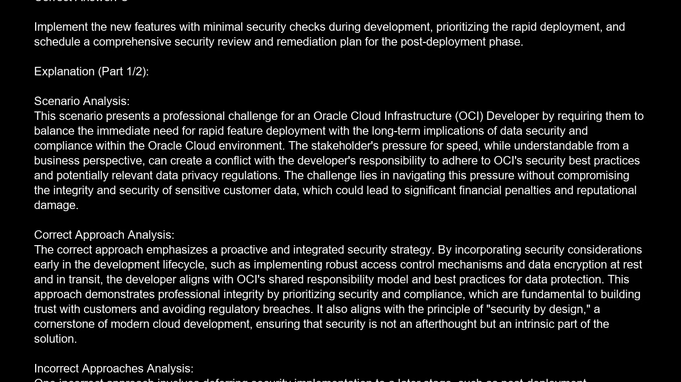The correct answer is C. Implement the new features with minimal security checks during development, prioritizing the rapid deployment, and schedule a comprehensive security review and remediation plan for the post-deployment phase.